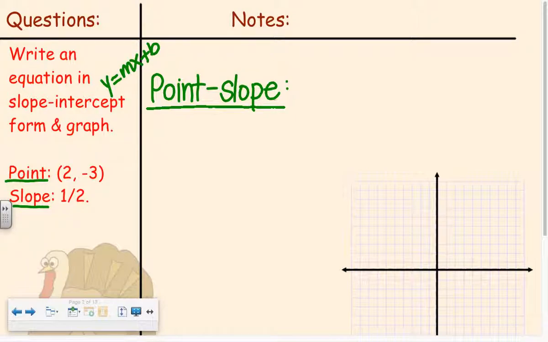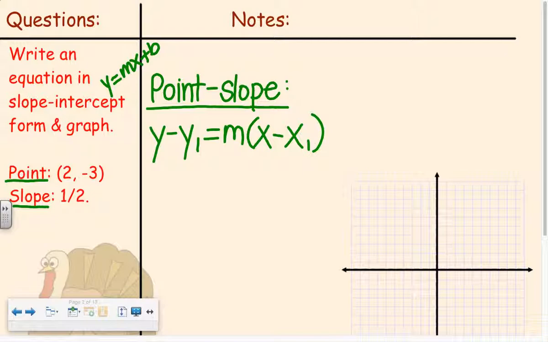We'll start by putting it in point-slope form, which is y minus y1 equals m times x minus x1. Then I'll replace my m with my slope, which is 1/2, my x1 with my x coordinate, which is 2, and my y1 with my y coordinate, which is -3. Now, since it's y minus a -3, that becomes a plus.